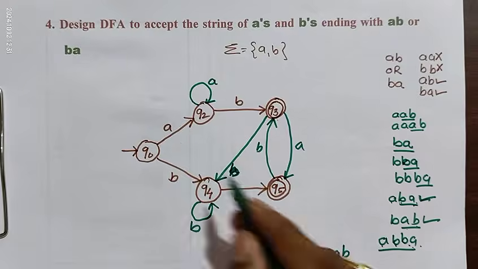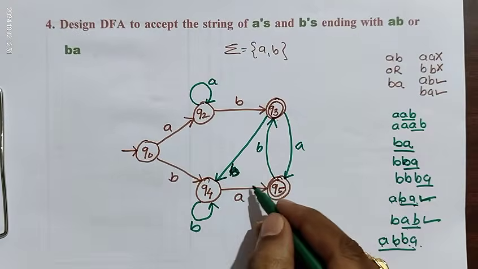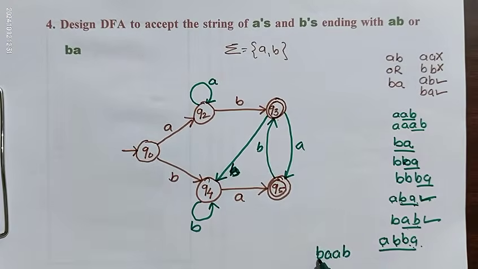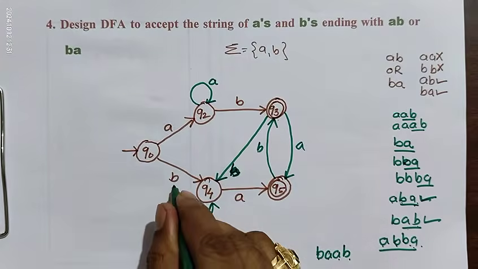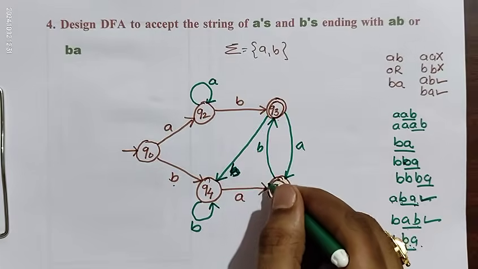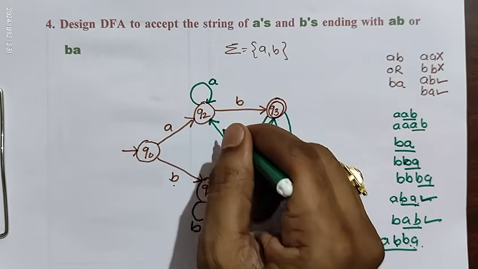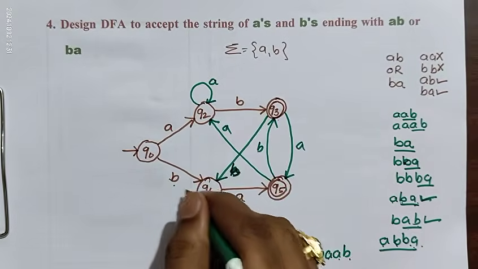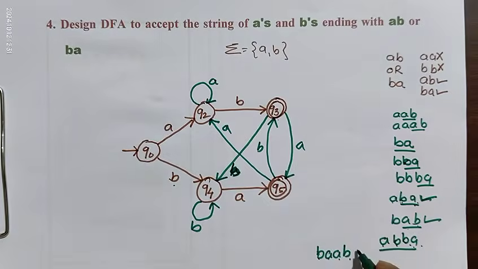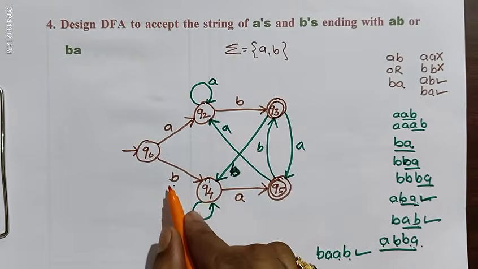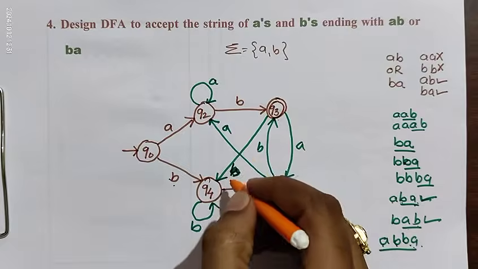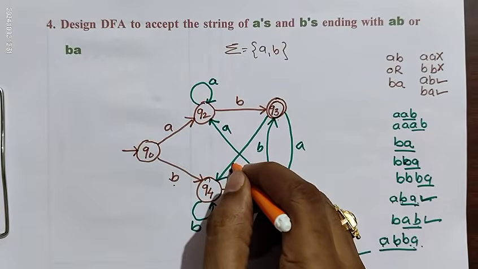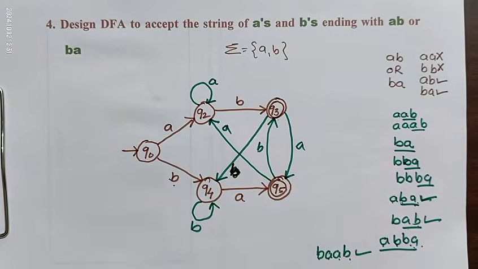A, B, B, A, B, this is B, then A. Similarly B, A, B, B, A: from this B is over, and from this you can take a transition on A. B, A, B, this string is accepted. The string A, B, A, B, then B, A, the string is accepted. This DFA can accept the strings that end with AB or BA.